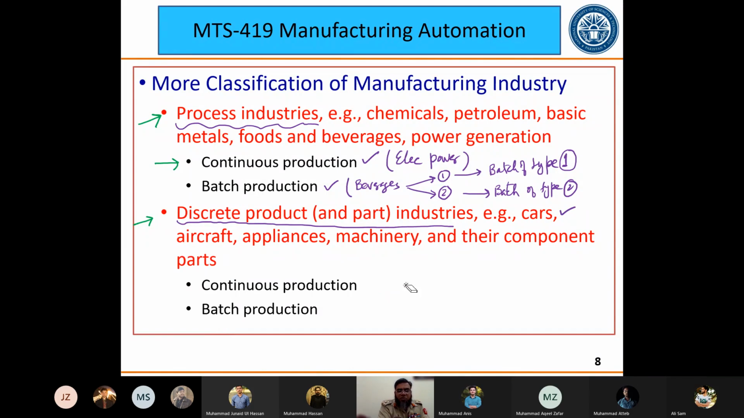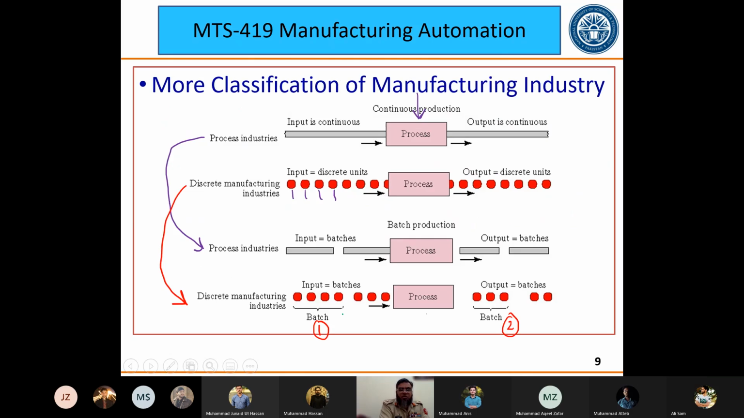So let's not put them here. You will be able to see this in the next slide, what would be a continuous production for discrete product and what would be a batch production. So let us move forward and see here. So this is the process industries in which the input is continuous and the output is continuous. All right.